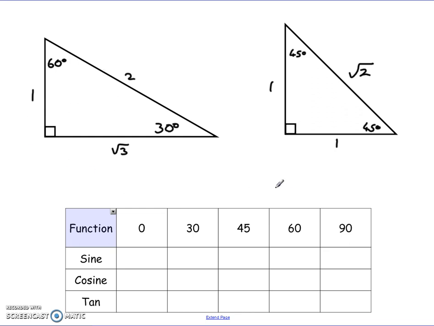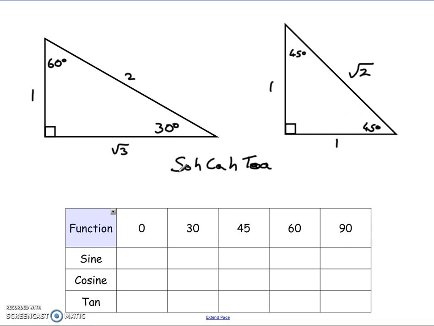Now these, coupled with our favourite relationship from National 5, SOHCAHTOA, allowed me to calculate the exact values of each function at 0, 30, 45, 60 and 90. Remember, SOHCAHTOA tells me for sine, I do opposite over hypotenuse, cos I do adjacent over hypotenuse, and tan I do opposite over adjacent.